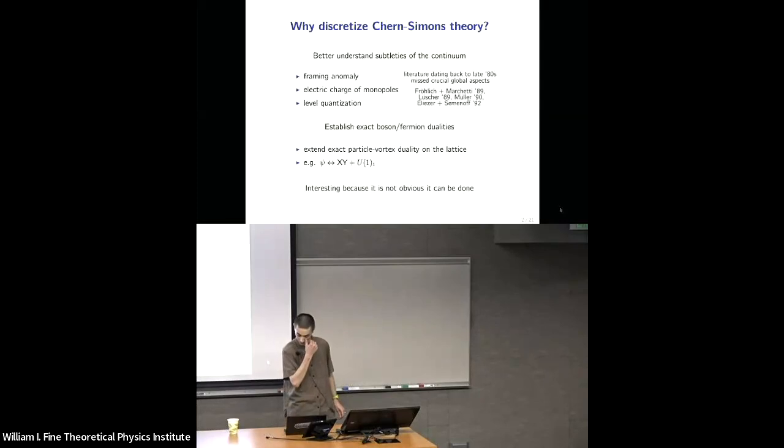Why discretize Chern-Simons theory? One answer is that for any quantum field theory, you want to have a setting where everything is finite and unambiguous. But especially for Chern-Simons theory, there are certain subtleties of the continuum theory that we'd like to better understand: things like the framing anomaly, the fact that monopoles have electric charge and are not gauge invariant, and even something like level quantization, which is a very simple thing. We want to see this on the lattice.